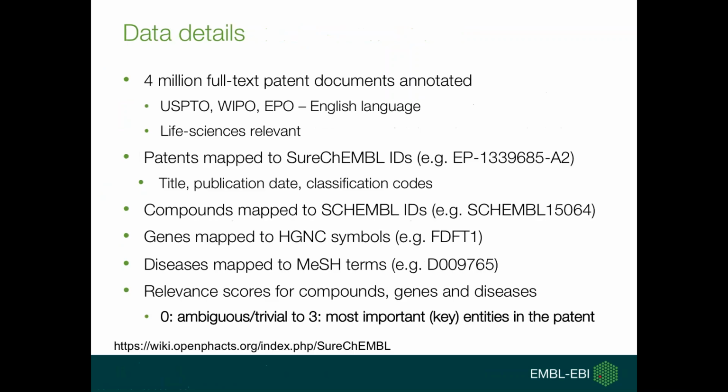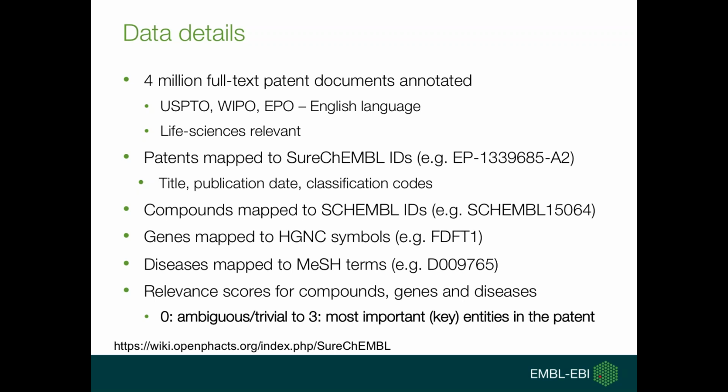So to summarize what we did, our work for Open PHACTS, we started with 4 million full-text patent documents, and we annotated them, and we found and identified and mapped both the chemical entities and also the biological entities.